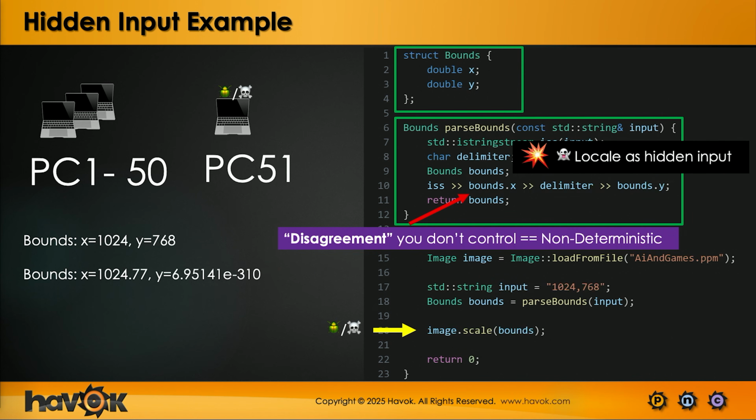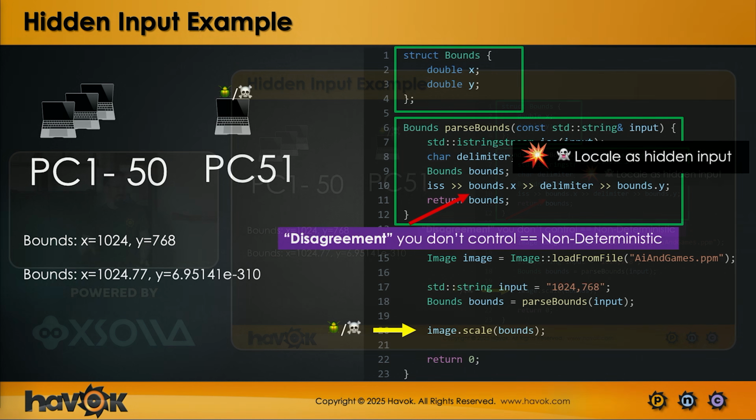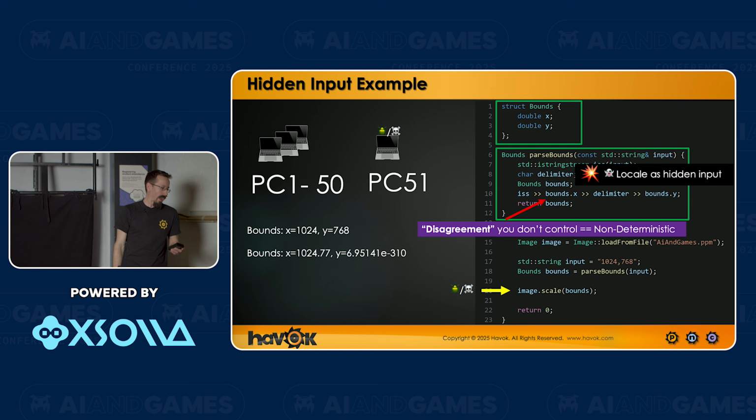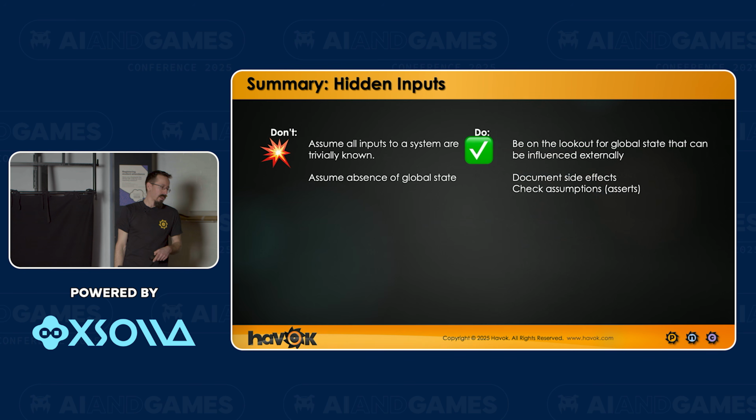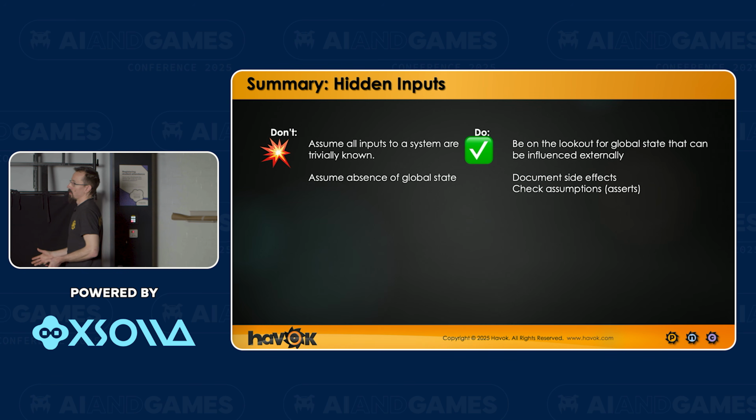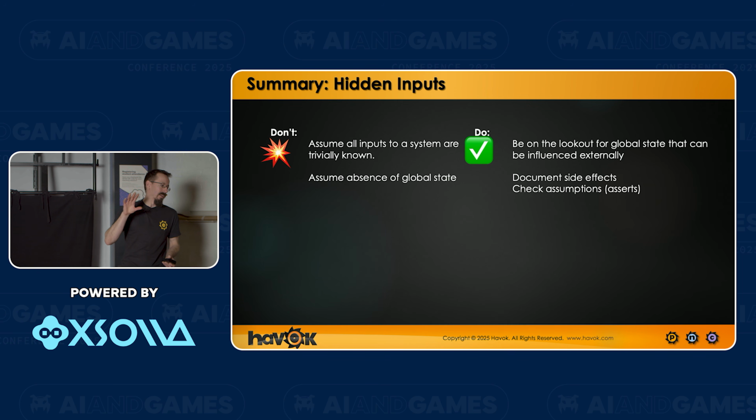So the answer is, this build server had Danish as the locale. And the Danish locale says that the comma is the decimal point. And so it reads the first thing in as a double. That's perfectly fine. Then we don't have anything left, so we actually don't initialize the second double. We read uninitialized memory. Well, that's not great. So you have a hidden input in the state of the system. Don't do that, yeah? Don't have hidden input, but it's also really hard to find. So don't just assume that all input is known. You actually need to pat it down and make sure that you don't have input hidden somewhere.